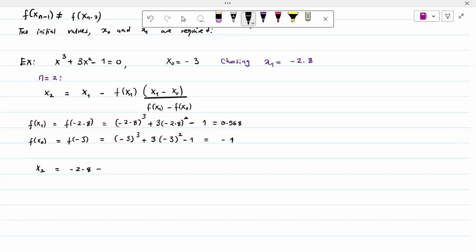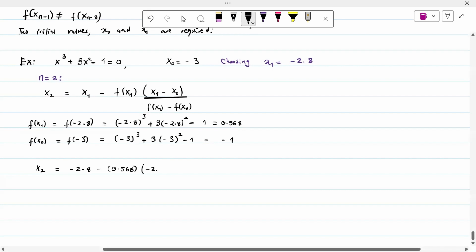Minus f of x1, which is 0.568. So we just substitute here 0.568. And then our x1 is negative 2.8 minus our x0, which is negative 3, so this will be plus 3. Divided by, I'm just substituting in the formula, f of x1, which is 0.568, minus f of x0, which is negative 1, so this will become plus 1.